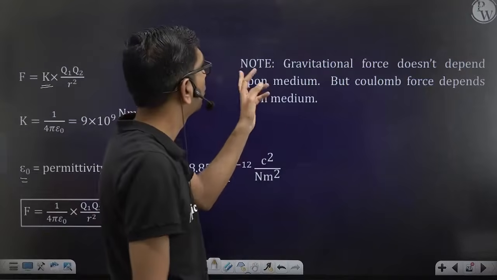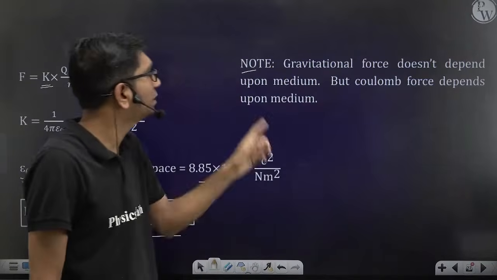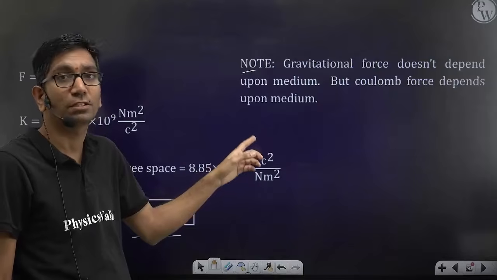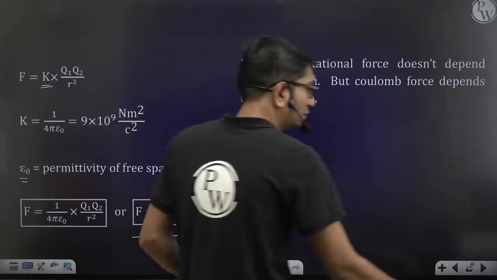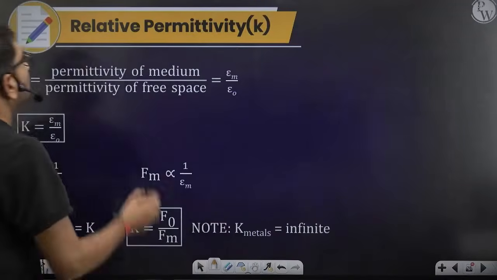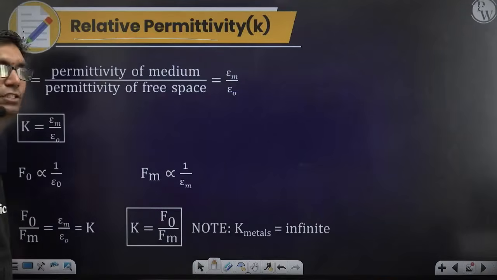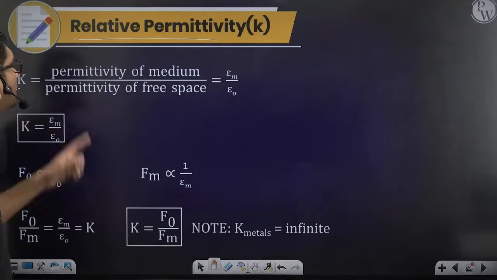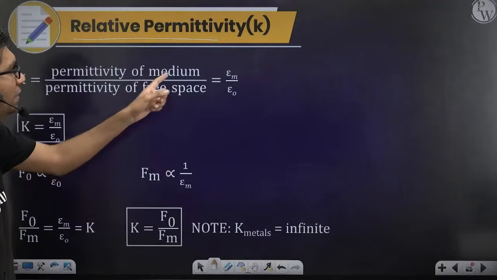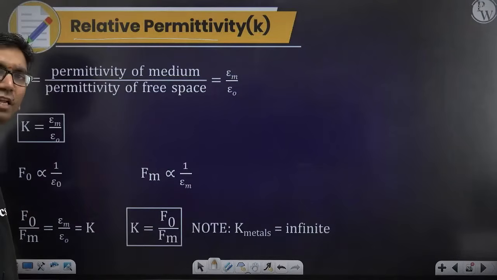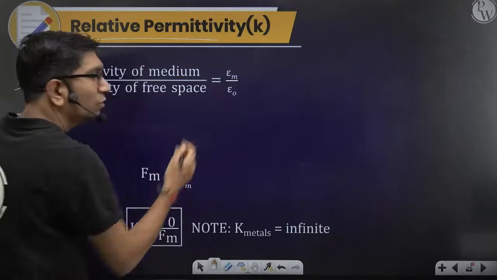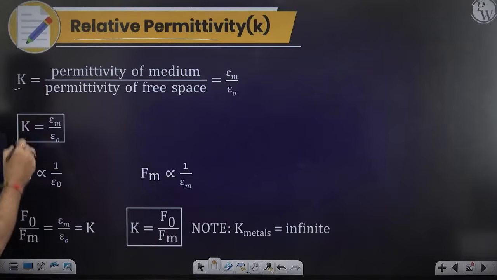Okay, note, gravitational force doesn't depend upon the medium, but the Coulomb force depends upon the medium, beta. Remember this one. Now relative permittivity is denoted by the symbol K. The formula is the ratio of permittivity of the medium by permittivity of free space. M indicates medium, O indicates free space. Okay, K is this one.